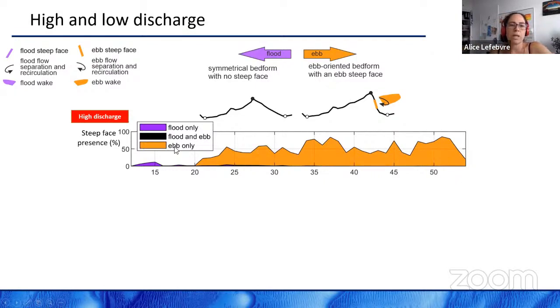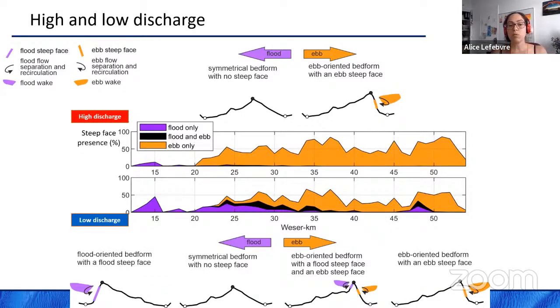And in terms of high discharge, we have mainly that type of dune where the steep face is only on this side of the bedform. And then in the upper part, it's mainly relatively low bedforms, which do not have a steep face. Whereas in terms of low discharge, we have quite a different picture, and we have a lot more dunes here with a flood-oriented steep face.